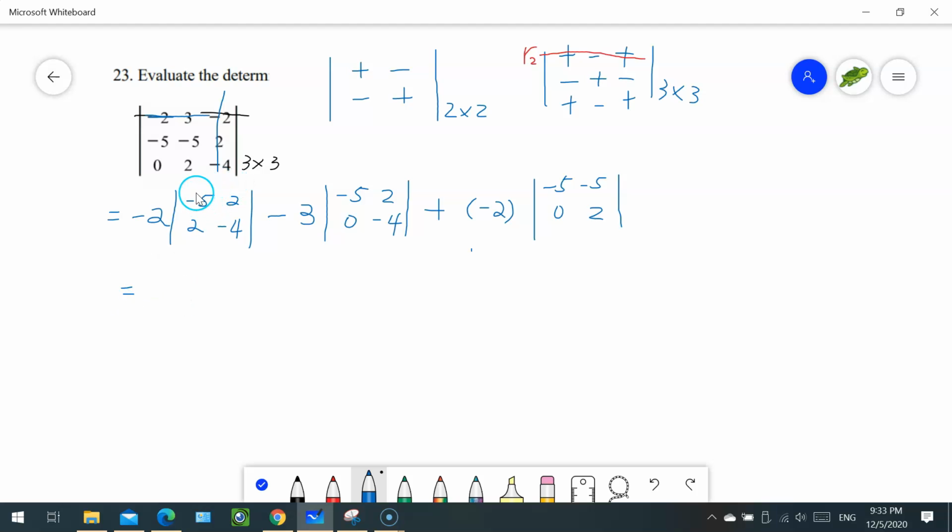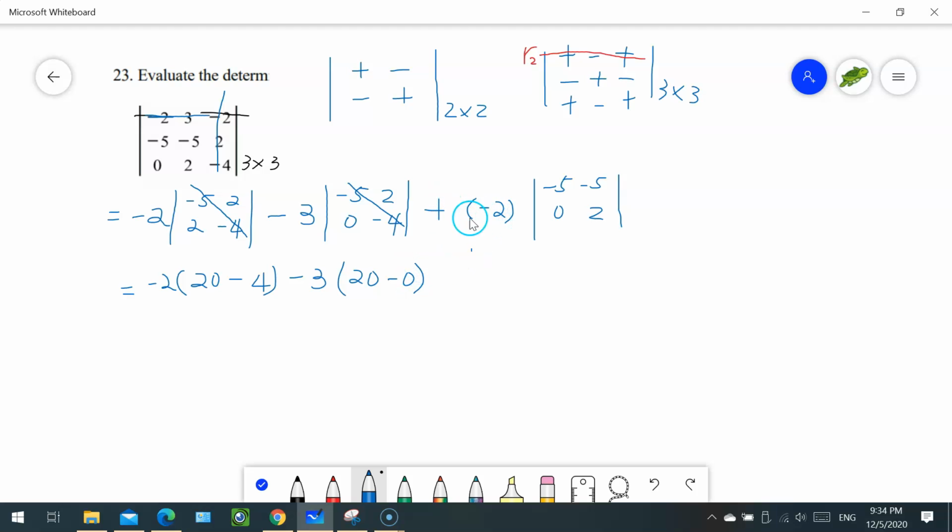Now we start to solve the determinants, which means finding the cofactor here. And we always go with the negative diagonal direction first. So when you multiply -5 by -4, you get +20, minus 2 multiplied by 2, which is 4. Then you have the -2 staying in the front, minus 3 times these two, you get 20 minus 0.